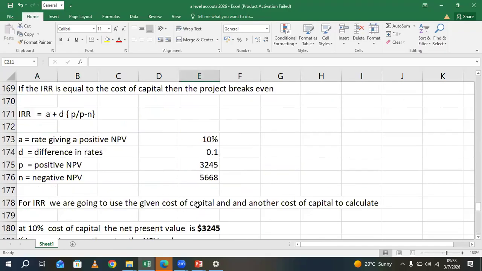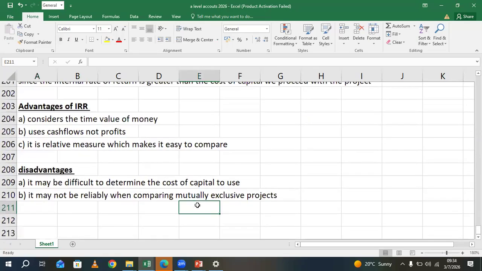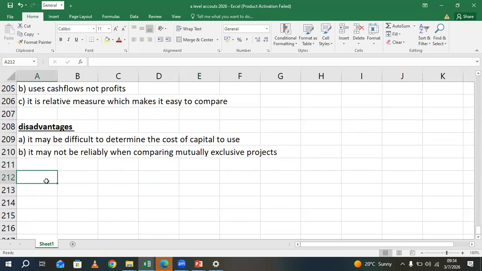Then let's move on and look at investment appraisal with a foregone decision.